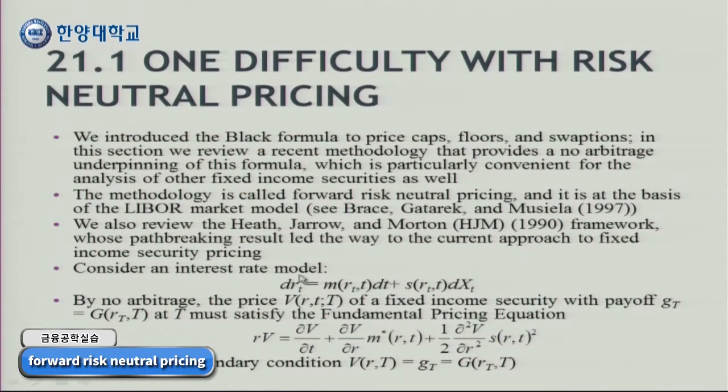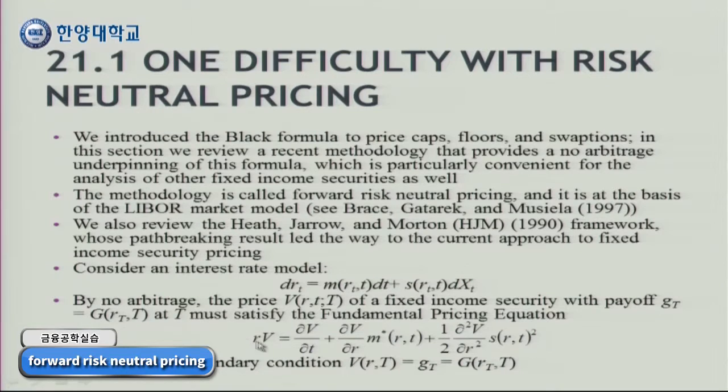Let's consider an interest rate model. dr equals a drift term plus a diffusion term times dX. dX is the Brownian motion. dX follows a normal distribution with mean zero and variance dt. By no arbitrage, the price of a fixed income security with payoff g(T) at T must satisfy the fundamental pricing equation. We learned the fundamental partial differential equation, also called the fundamental pricing equation, FPE, which looks like this.